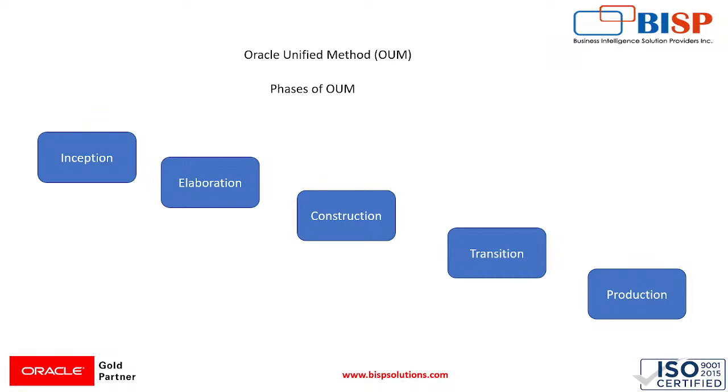Then the second phase comes, elaboration. We have to plan the implementation, define the requirements, and set up the project structure. Elaboration means that we have to plan the implementation: what are the stages, what are the steps, what are the methods that we are going to follow while planning the implementation, and how much time it takes.